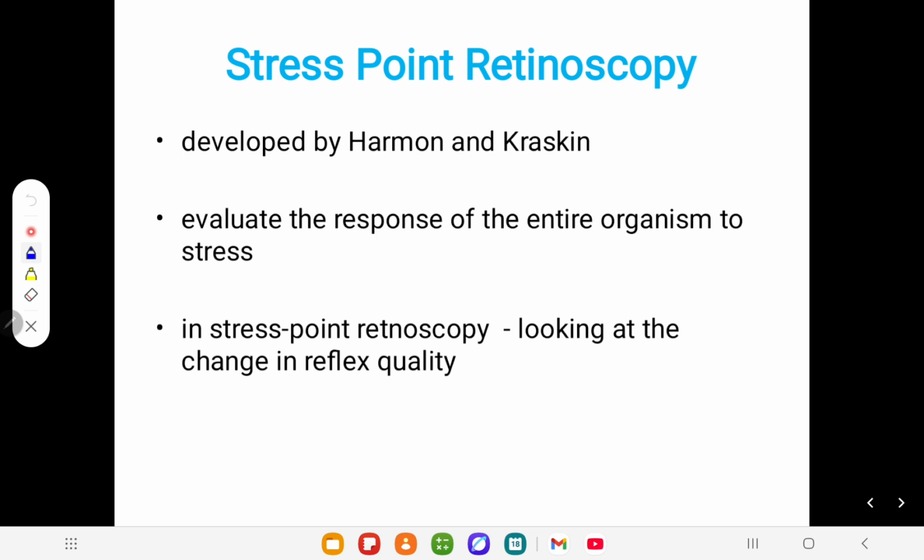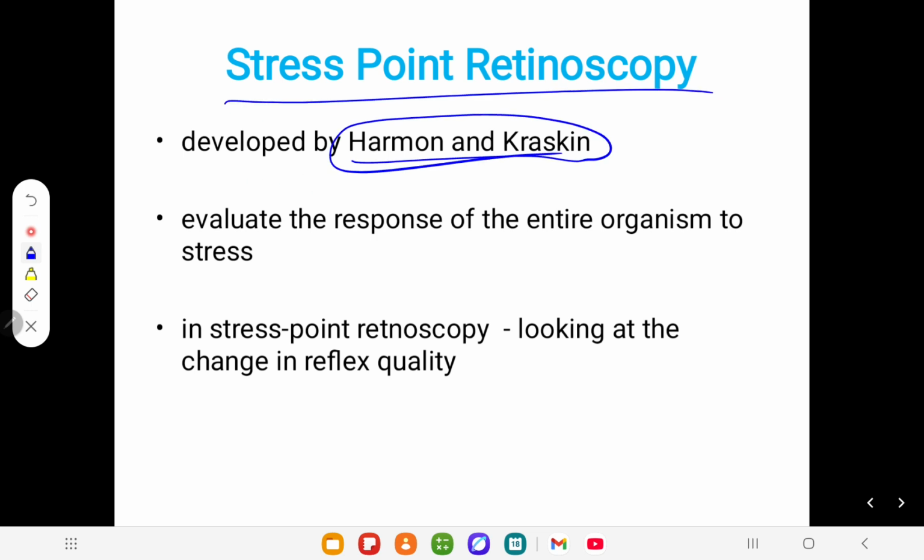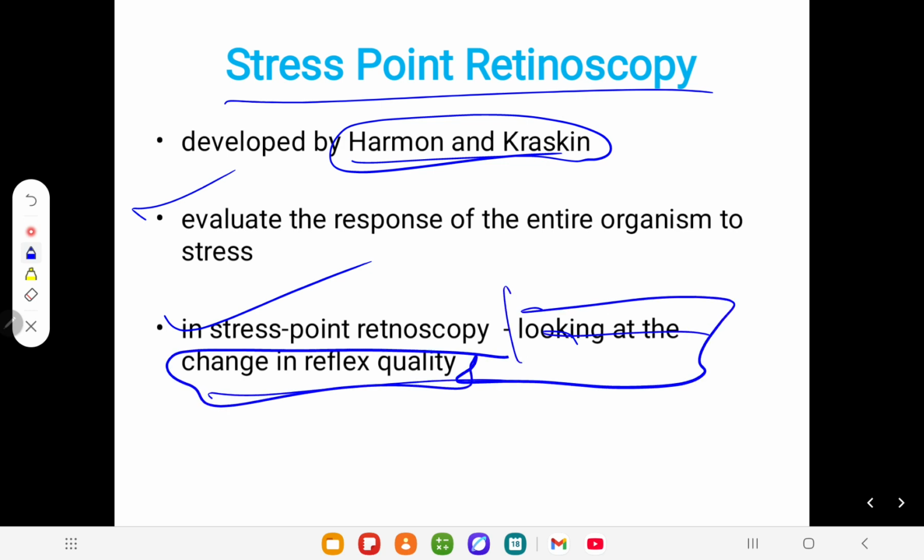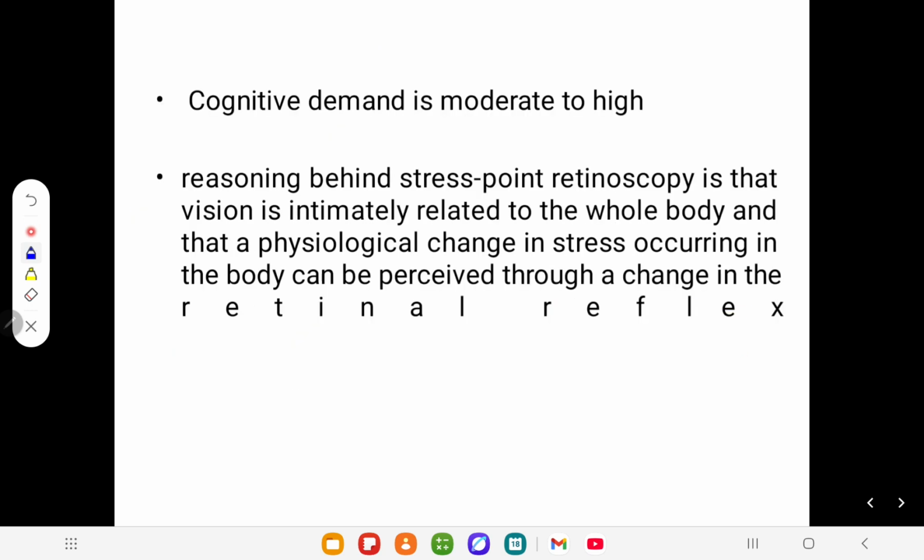Stress point retinoscopy was developed by Harmon and Kansky and evaluates the response of the entire organism to stress. Basically, in stress point retinoscopy we are looking for a change in the reflex quality. The cognitive demand is moderate to high.